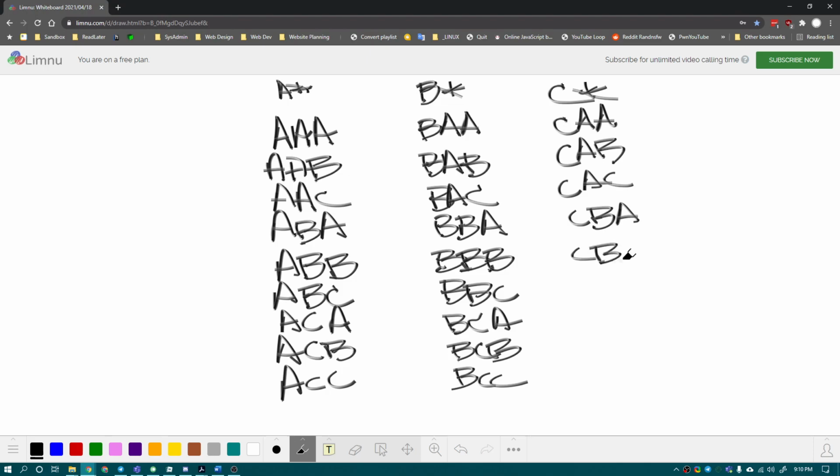Okay. And again, all I'm doing is I'm taking that C, I'm putting it first, and then I'm taking the last two characters of each one of these rows. CBC, CCA, CCB, and CCC. So then if I were to ask you, this is all the possibilities, by the way.